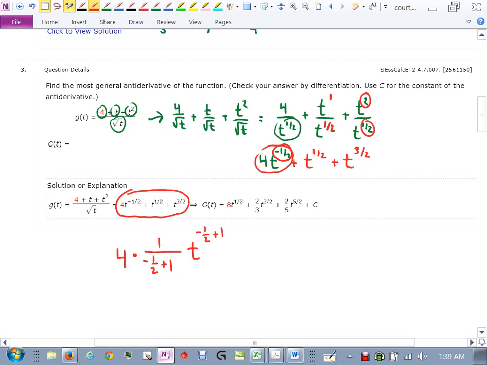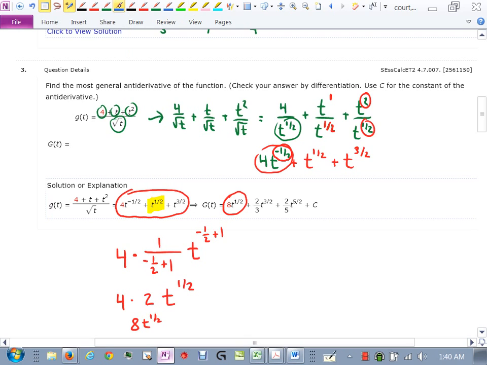Right here, 1 over negative 1/2 plus 1 is 1/2 on the bottom. But 1 over 1/2 is the same as 2. And then t, and then up here, negative 1/2 plus 1 is 1/2. So what we get is 8t to the 1/2. And that matches up with this. Now let me look at this next one. So I'm talking about this one right here.